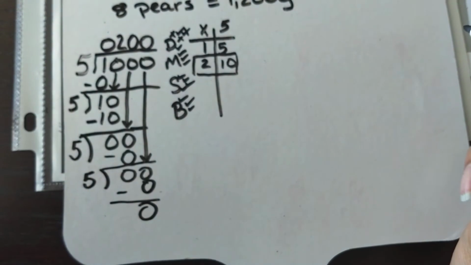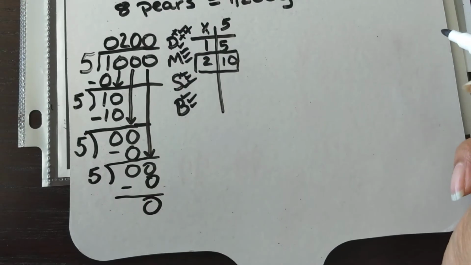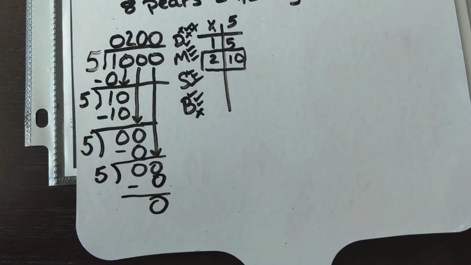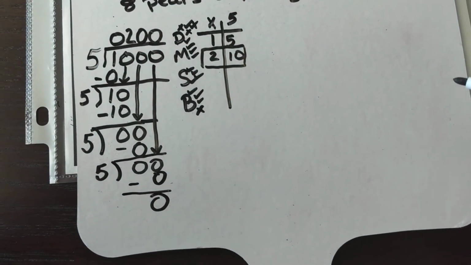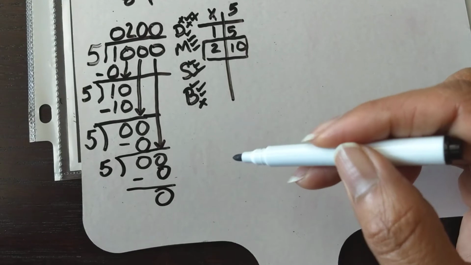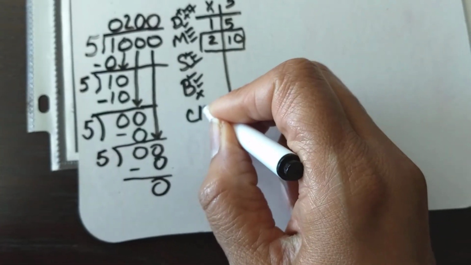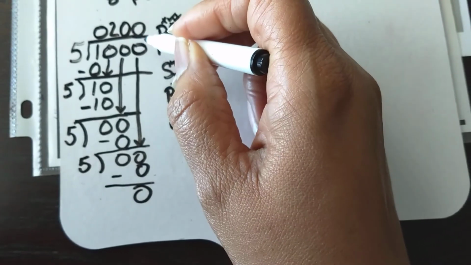My next step is to bring down. But do I have another number to bring down? No. So I put an X on my B. If there's an X on my B, I am done dividing. My next step is to check for a remainder. No remainder. So I can go ahead and actually check my problem to see if the quotient 200 is correct.